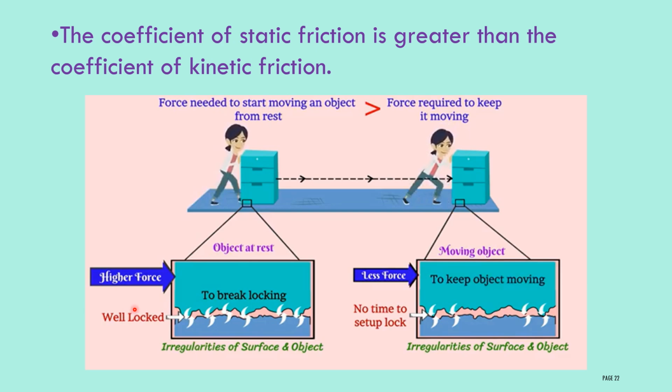Therefore, you have to apply more force to make the object move from rest to a moving position. In the case of kinetic friction, when the object is already in motion, the object will not get enough time to interlock again. Then if you apply less force only, the object will be in a state of continuous motion. Therefore, the force needed to start moving an object from rest is more than the force required to keep it moving.